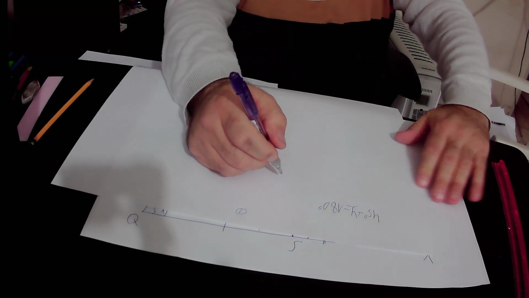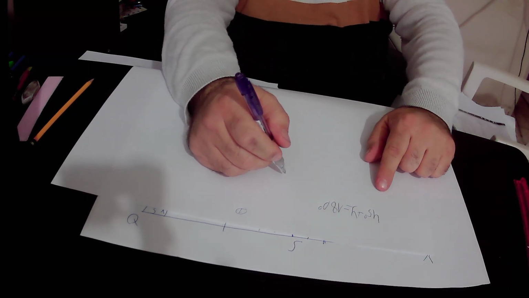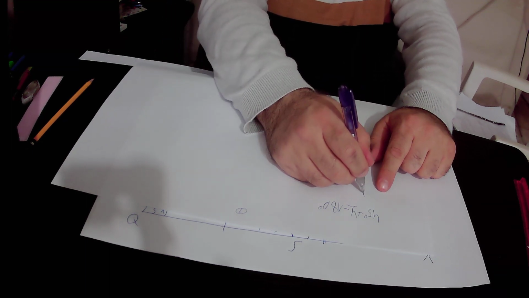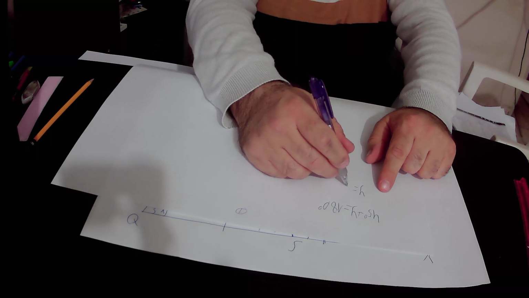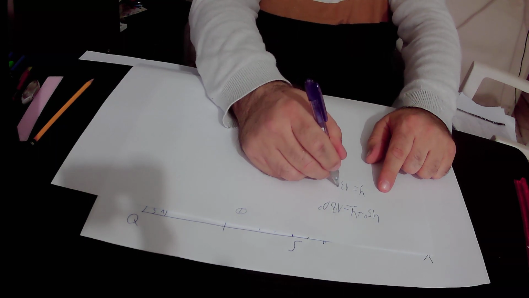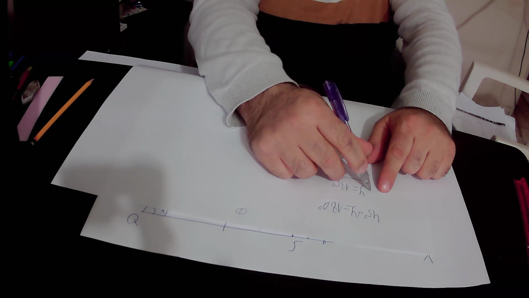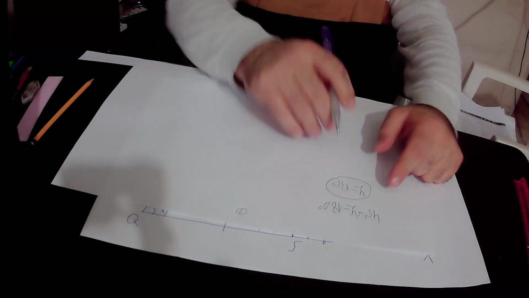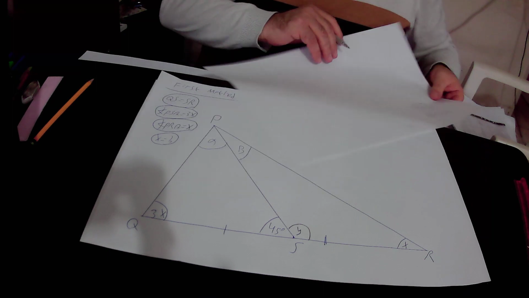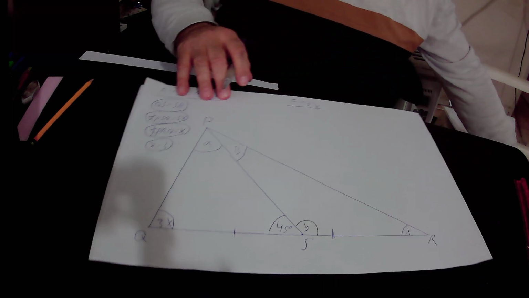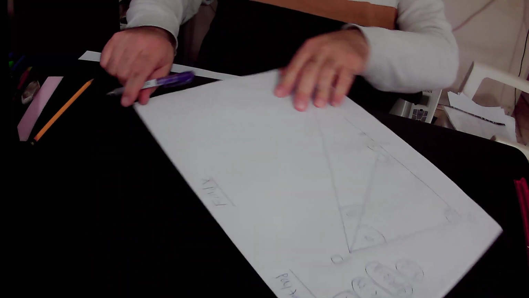Here we will subtract 45 degrees from this equation, and we will find out that angle y equals 180 degrees minus 45 degrees, which is 135 degrees. So we found out that angle y equals 135 degrees. So we can substitute here angle y by 135 degrees.